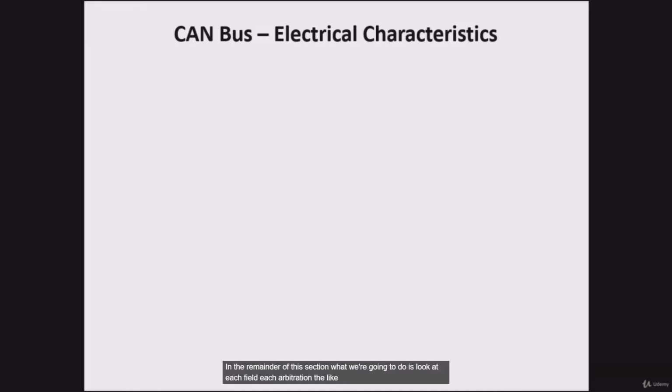In the remainder of this section, what we're going to do is look at each field: the arbitration field, the control field, the data field within that data packet, and then go into detail and see how it fulfills its purpose. Just before that, especially for the arbitration field, which happens to be our message identifier, we must understand the electrical characteristics, and especially what a 1 and a 0 are on a CAN bus network.